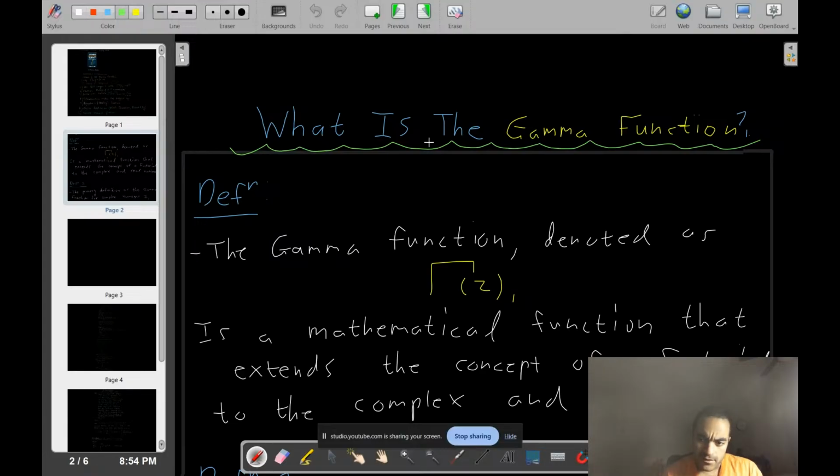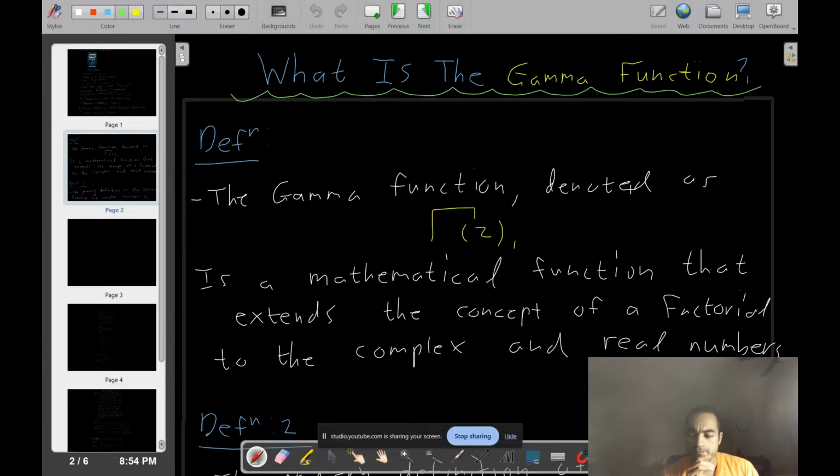The gamma function is denoted by the capital Greek letter gamma, gamma of z, that I've highlighted. And it is a mathematical function which is related to the concept of a factorial. Quite often it's used in statistics and probability. You should know factorials. If you don't know or understand factorials, you may have a problem with this lecture.